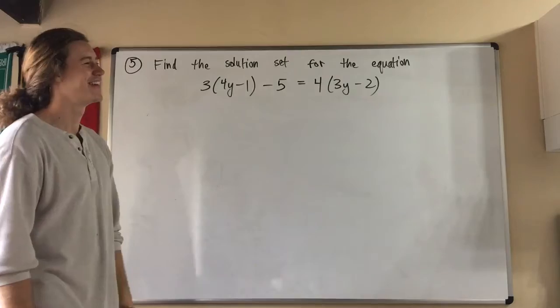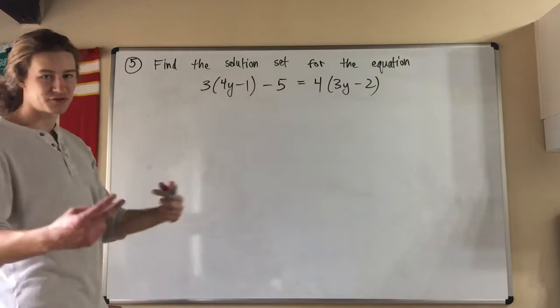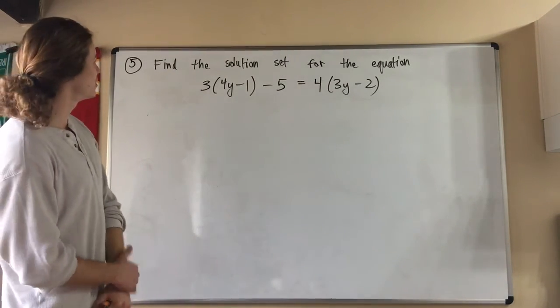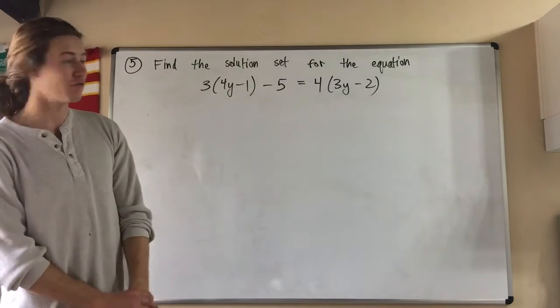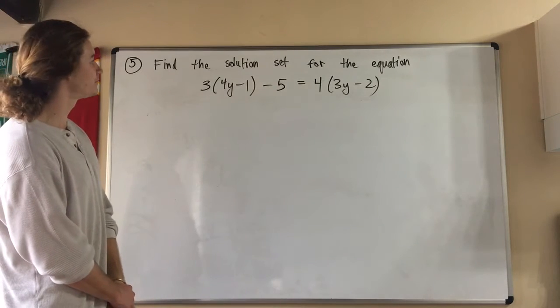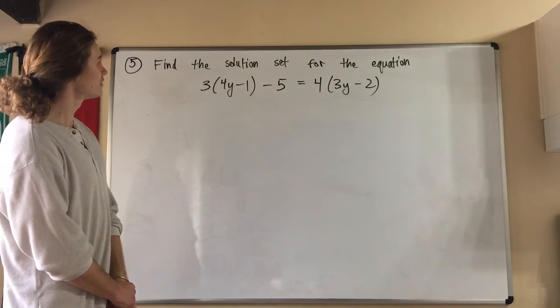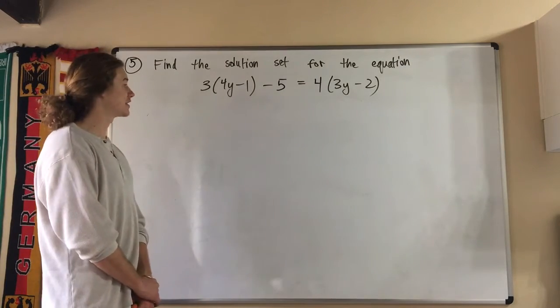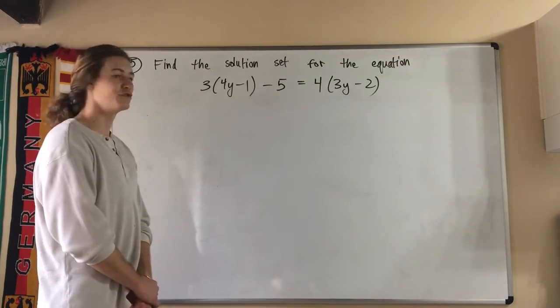Alright. And problem number 5 from midterm number 2. Let's talk about the solution. So the question reads, find the solution set for the equation: 3 times the difference of 4y and 1, minus 5, equals 4 times the difference of 3y and 2. The first thing we should notice is that this is a linear equation in one variable. So we would expect that this would have one solution.